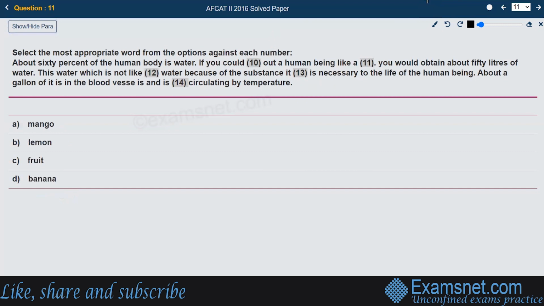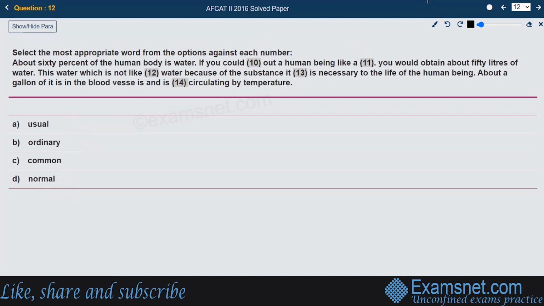Next, now we have to fill the option in the 11th question. The sentence is, if you could squeeze out a human being like what? We don't squeeze mango generally. We don't squeeze fruit; fruit is a general term. We don't squeeze banana. What do we squeeze generally? We generally squeeze lemon. So if you could squeeze out a human being like a lemon, that is the right answer.